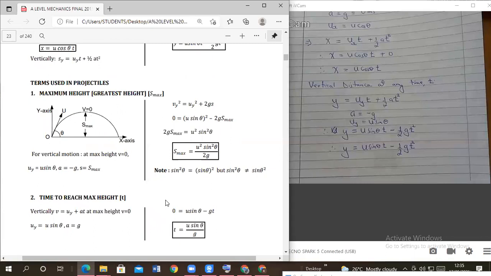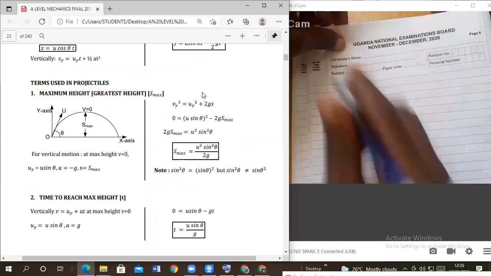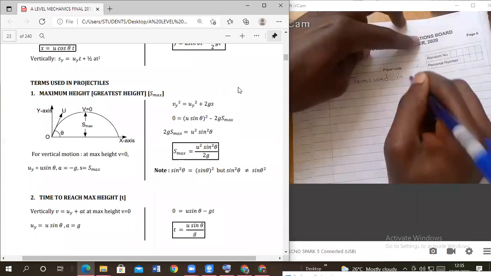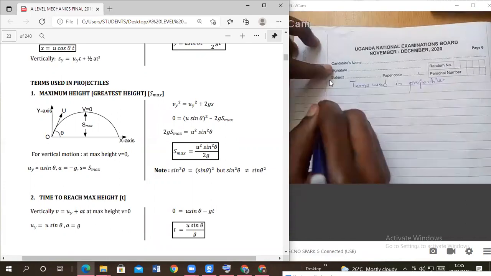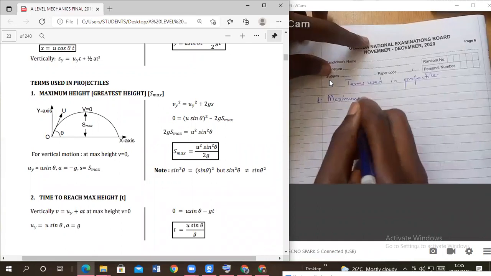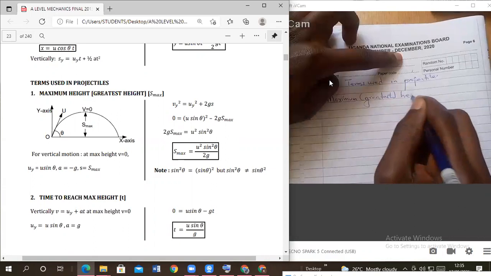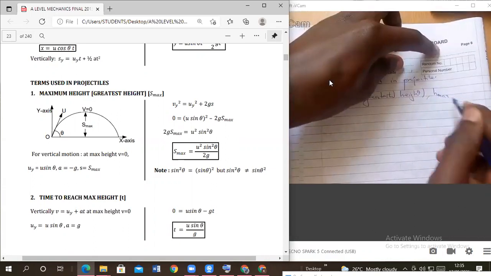Terms used in projectiles. One is maximum height, the maximum or greatest height, which we just call H max.